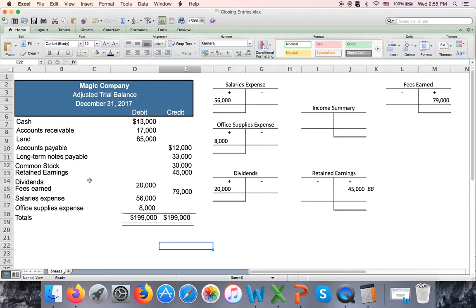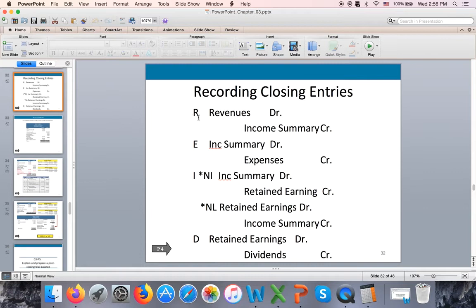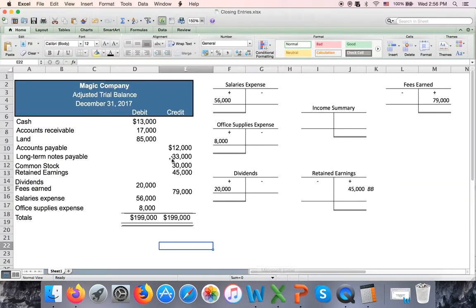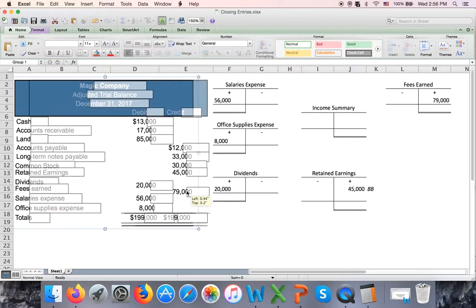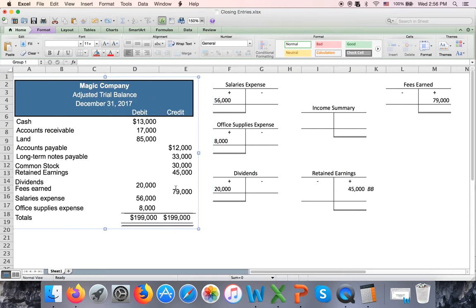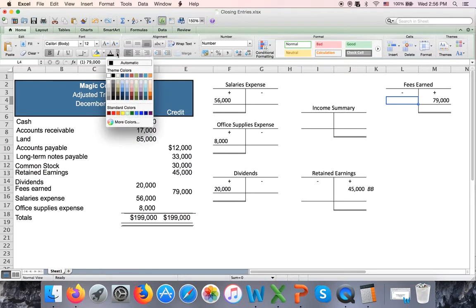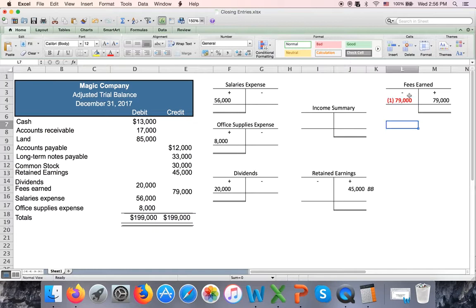So the first step, first journal entry, R, right? The first step, let me go right here, R, close revenues into income summary. I have one revenue account. It has a credit balance. How do I get rid of it? I just offset it. I need to debit it, decrease it, right? To make it zero. I'm artificially making it zero. This is my first step. What happens with the balance? It becomes zero. So I need to debit my revenue account.